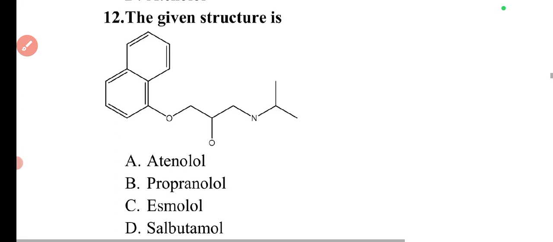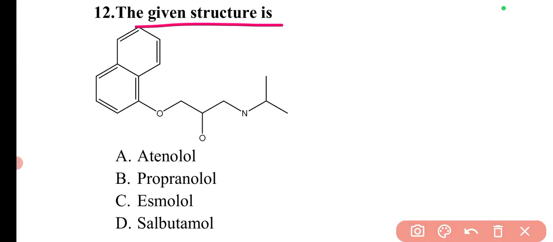So the question is, the given structure is, so there is a structure. This structure is basically the structure of propranolol. So here option B will be the correct answer, as I have already explained in the IUPAC name question, and the structure also we have discussed. So this is the basic structure.